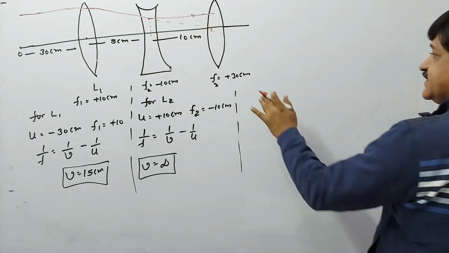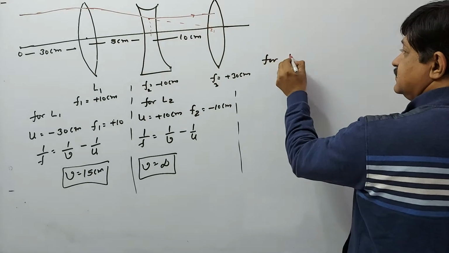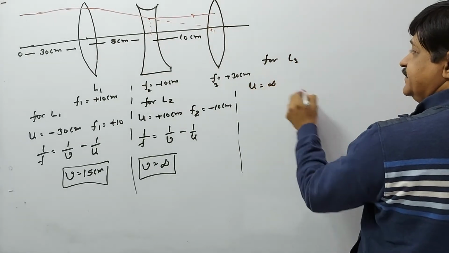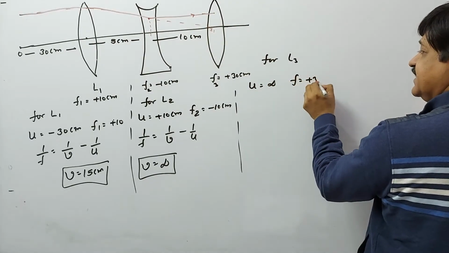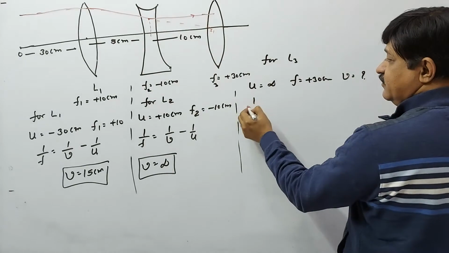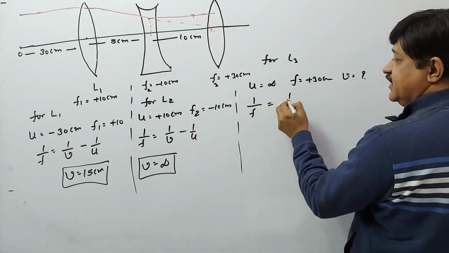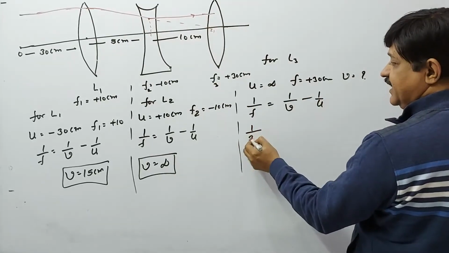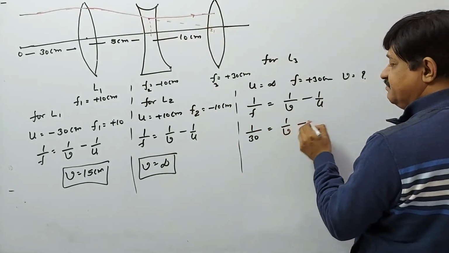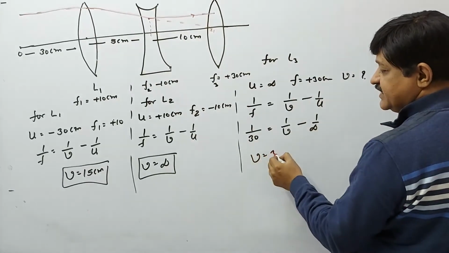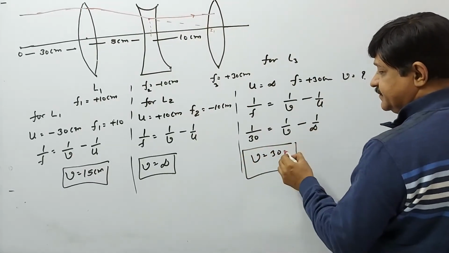Now for third lens, u is infinity, f is plus 30, and v you want to find out. 1/f is equal to 1/v minus 1/u. 1/30 is equal to 1/v minus 1/infinity. 1 upon infinity is always 0. So v is coming out to be 30 centimeter.